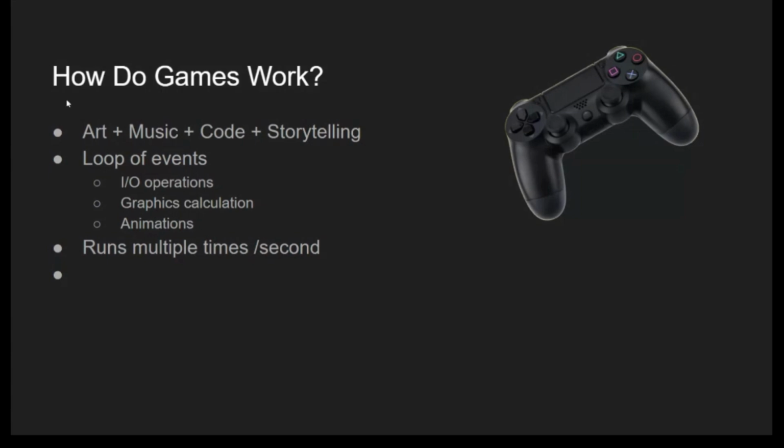So when we think about video games, it's one of the few fields where art, music, code, and storytelling all come together. It's a multifaceted field, with a lot of different people working on a single game. Technically, the game itself is basically just a loop of events. It runs forever until you terminate the game. Inside this loop, you have things like input and output. If you have a controller, you take that input and move your character. Graphical calculations also happen in this time, and everything else like music and animation is all within a continuous loop. That's basically how a game works. All of this happens multiple times per second, or multiple frames per second. That's where we get FPS from.